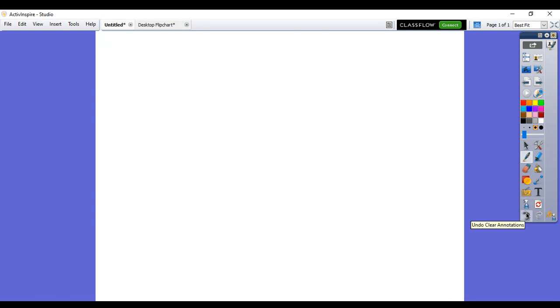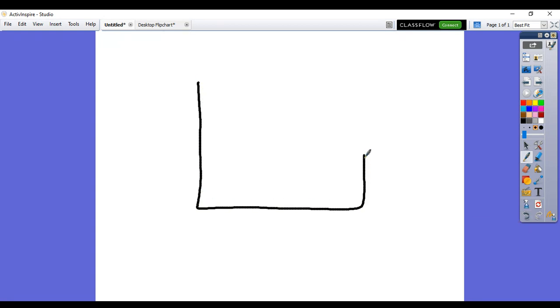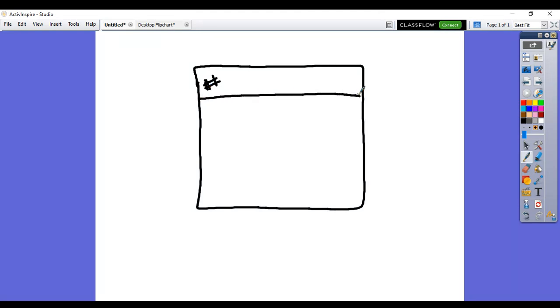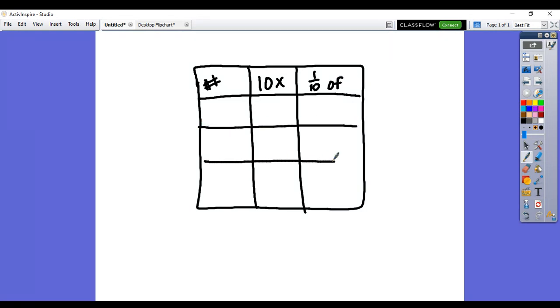Okay. Now I want to go over filling out this chart because this can get kind of confusing. So I know you guys saw these charts. So we've got, I'm going to put hashtag, or this is a number symbol. So I've got my numbers going to go there. I've got my 10 times here, and then my 1/10 of here. So my number here is going to be 100, then I'm going to have 7,000, and I'm going to have 80.